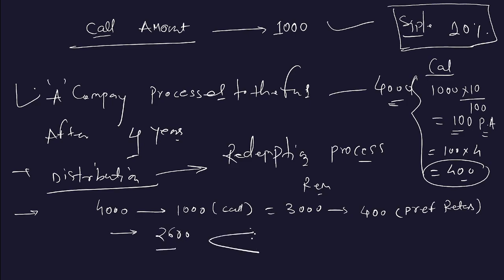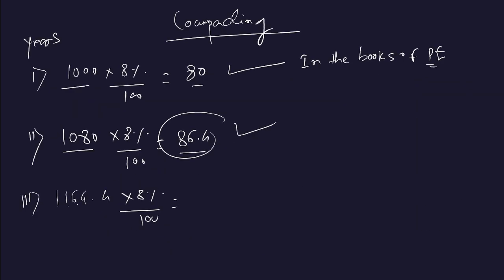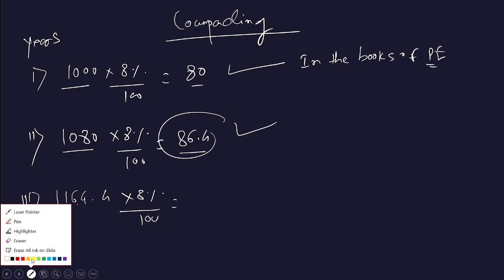Here you have two options again. One, you can charge the performance incentive fees, which is 20%. If you want, calculate it and tell me what the amount would be, so we can complete this example. 2,600 into 20% is 520. So 520 would be your incentive fees.